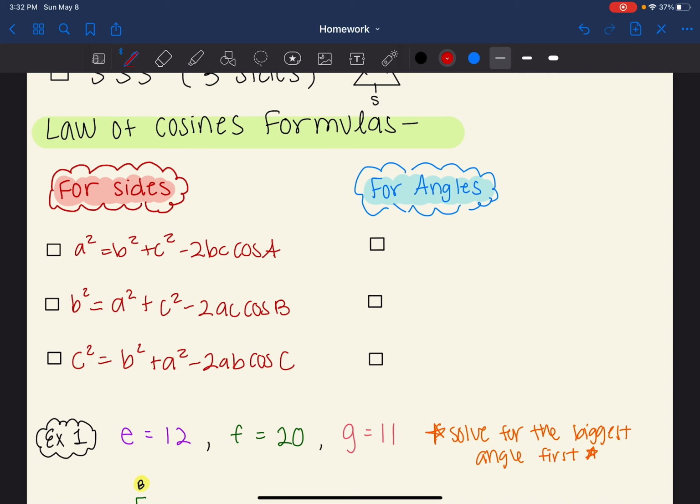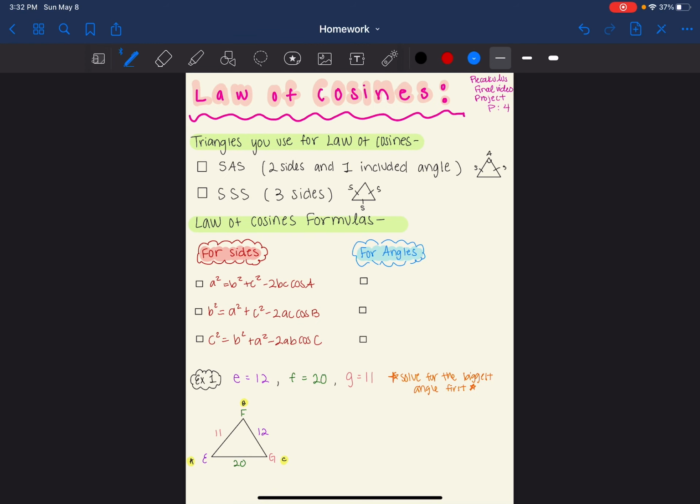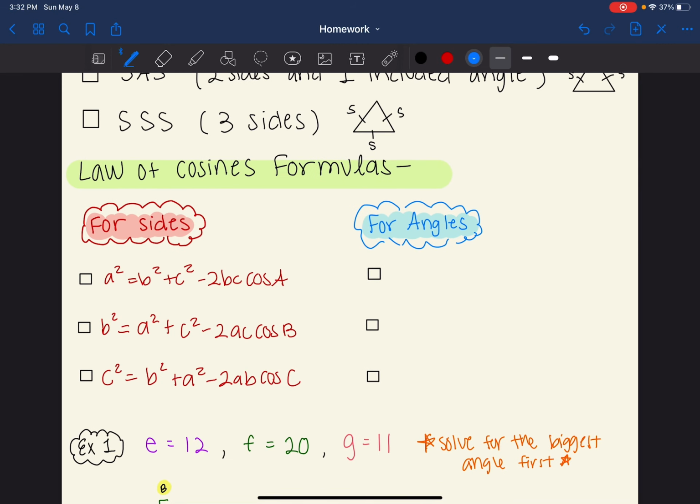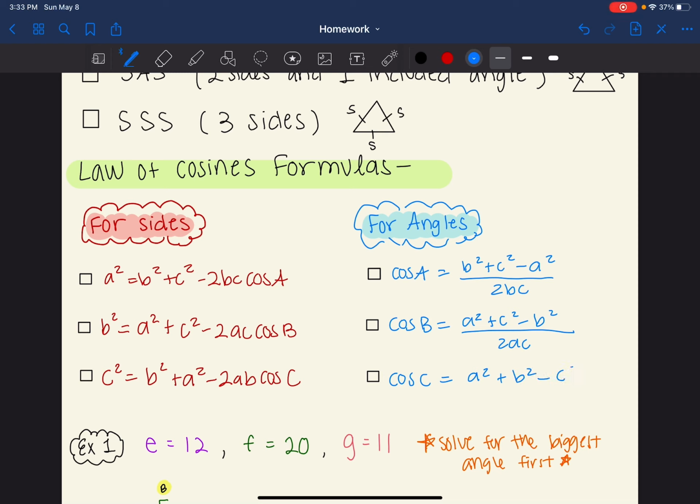The next ones are the formulas for finding the missing angles. And that is cosine of angle A is equal to b squared plus c squared minus a squared all over 2bc. Next one is cosine of angle B is equal to a squared plus c squared minus b squared divided by 2ac. And lastly, cosine of angle C is equal to a squared plus b squared minus c squared all over 2ab.